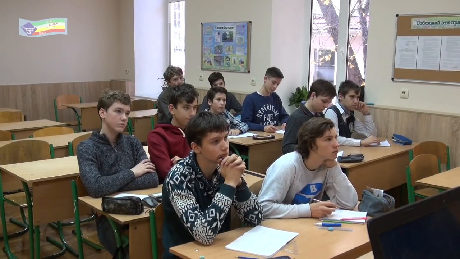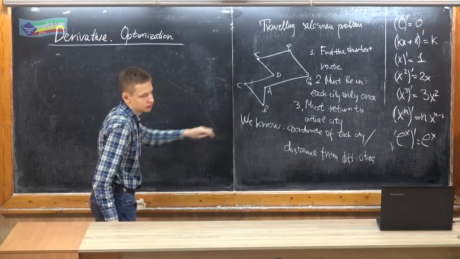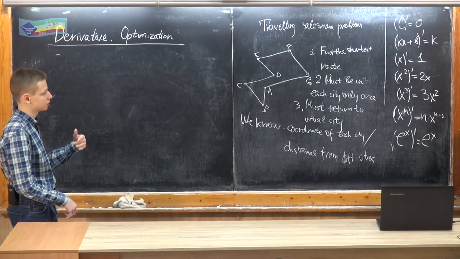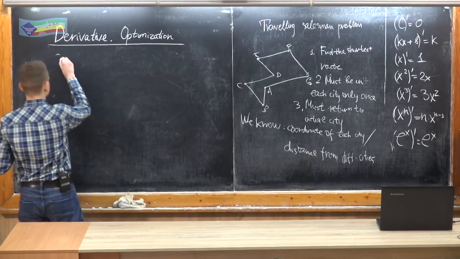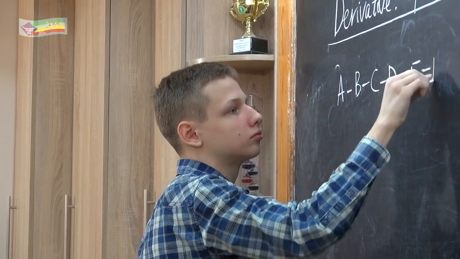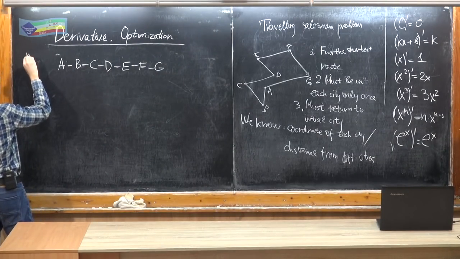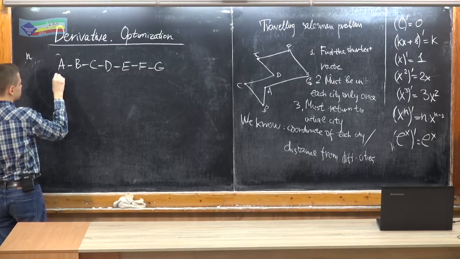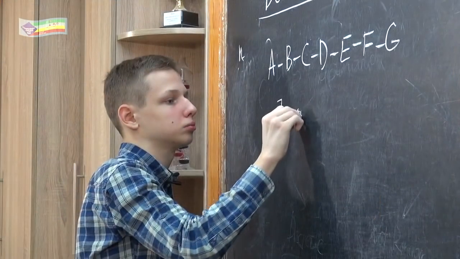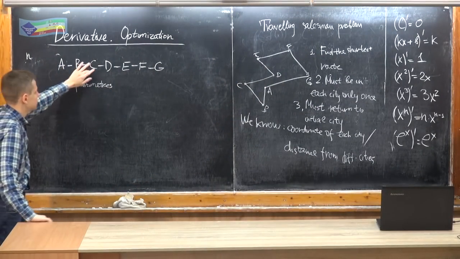And this is a discrete problem. Why is it a discrete problem? Because our parameters are actually just the names of cities which we are going to travel. For example, this route can be written as A, B, C. And because we have n cities, we will just have n parameters. For this example, we will have 7 parameters, and each parameter can be only A, B, C, D, E, F, or G.